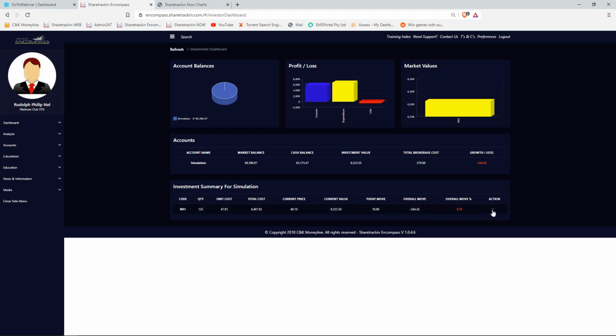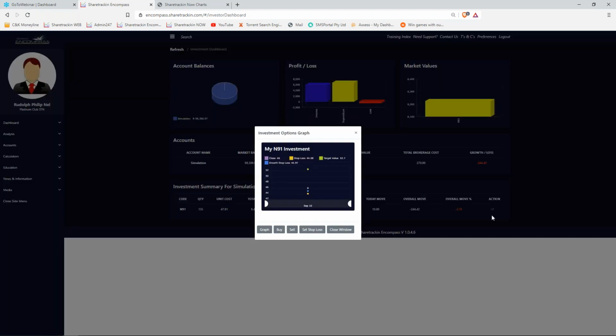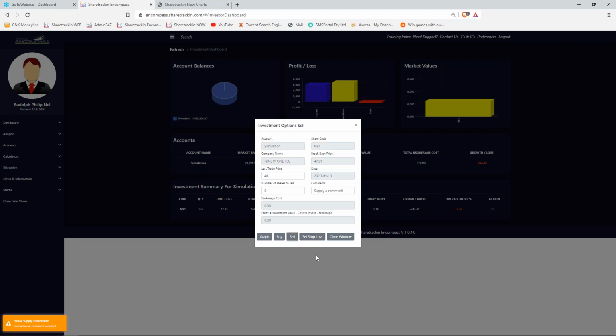So next we're going to go to action. We want to go and sell that share. Let's say we grew with a great percentage, or we reached our stop loss, then we can go and say sell. Then it will say number of shares to sell. So you need to enter the amount of shares that you have basically bought. So quantity of 135, that's the amount we bought, so we enter 135.